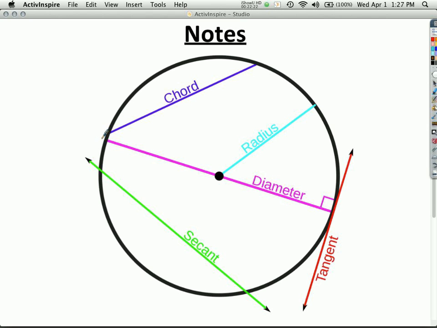Let's go to radius. Team E, what did you guys say for radius? Fung, what did your team say for radius? Radius is the distance from the center to any edges of the circle. Very good. I'm very impressed.